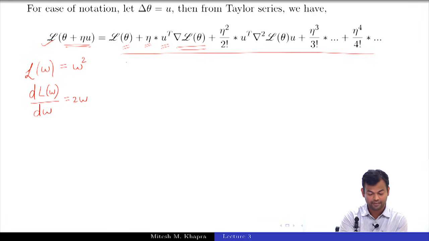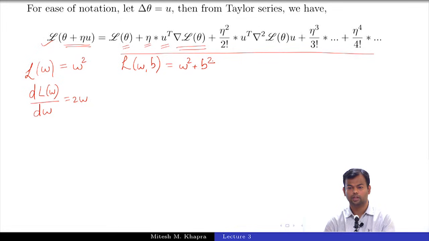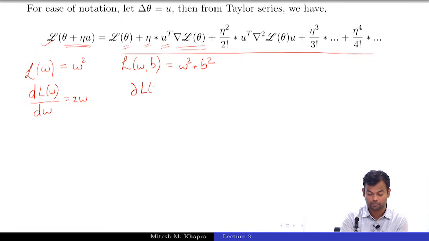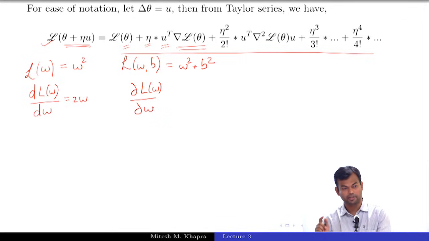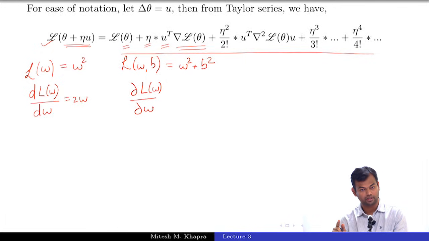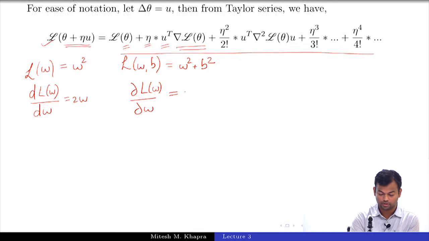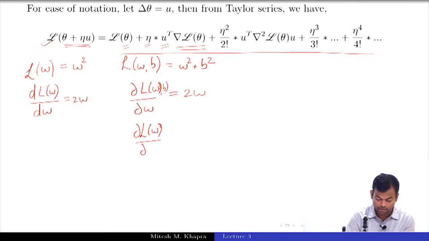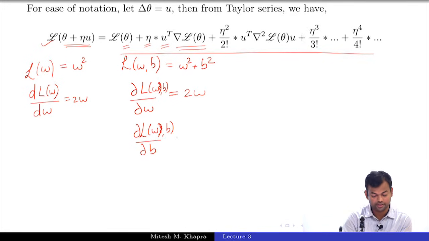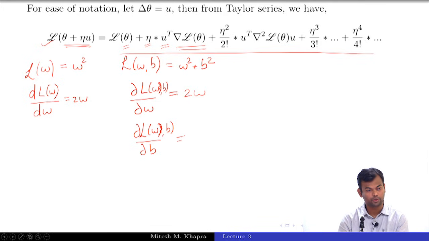Okay. Now suppose I have a function W square plus B square. Now what is this quantity? This is the partial derivative of the function with respect to W. Why partial? Because it's considering B as a constant and taking the derivative with respect to only one of the variables, right? And what is this quantity? Oh, sorry. So it's a function of W comma B, right? This is the partial derivative with respect to B.